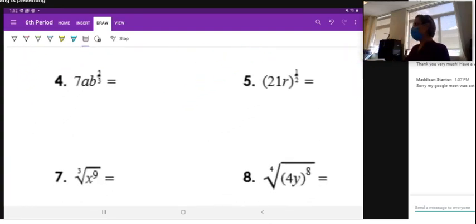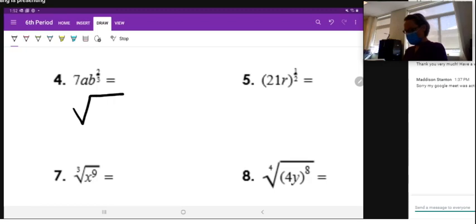So here's number 4. I know a lot of students have a question about 4, so you might want to pay attention to this one. We have 7ab to the 2/3. We're going to convert this into a radical, so I'm going to start by writing a radical symbol. What is the base of the exponent? Just b. It's the thing that the exponent is directly touching, which is just the b. So inside of our radical, we're going to put b. The exponent on the b is 2, and the index is 3.